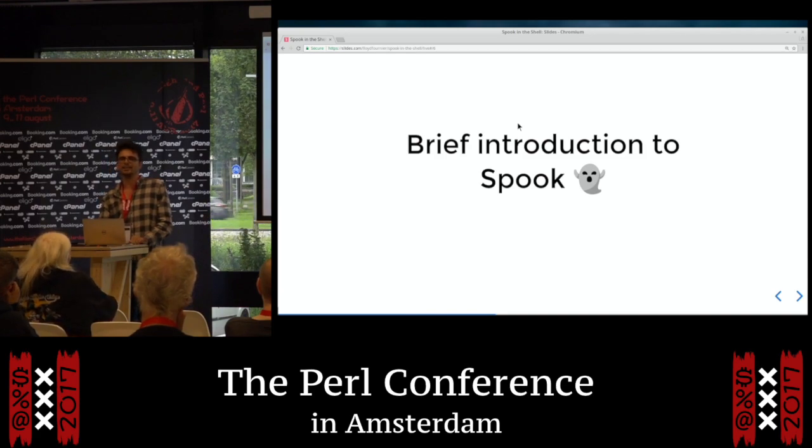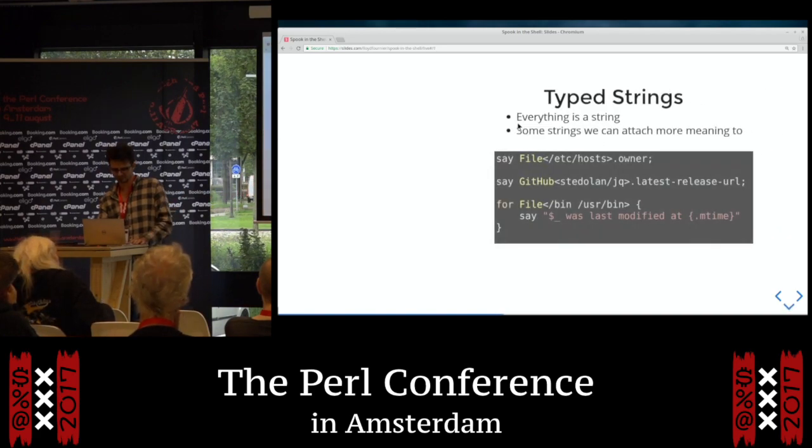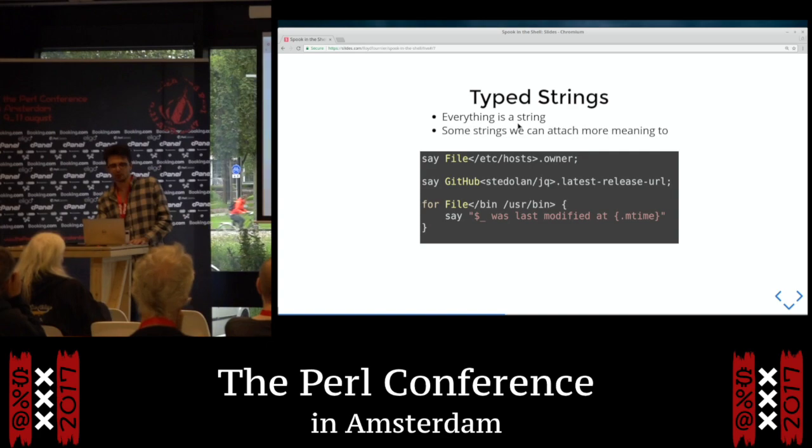So I'm just going to try and explain how the language really works, and the difference between this and Perl 6. Everything is a string in the shell, but we can attach some meanings to strings. So you've got a file here, /etc/hosts, which means you can call methods on it. You've got a GitHub repo, which means you can call the method latest-release-url to get the URL to the latest release. This is a list of files. Just like in Perl 6, you use the word-quoting angle brackets and put in spaces, and you get a list. So you've got a list of files and you can iterate over them.